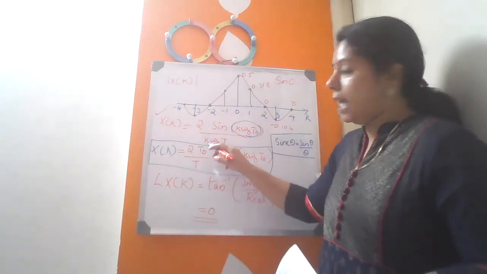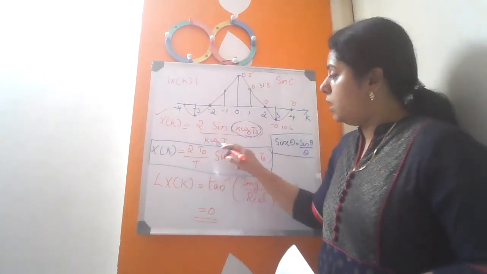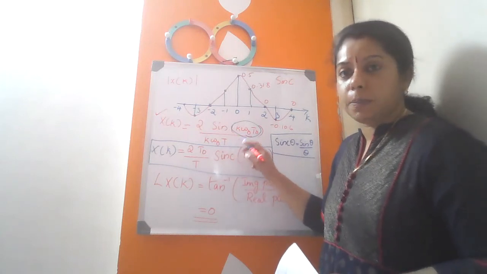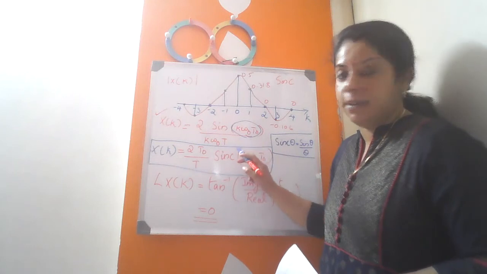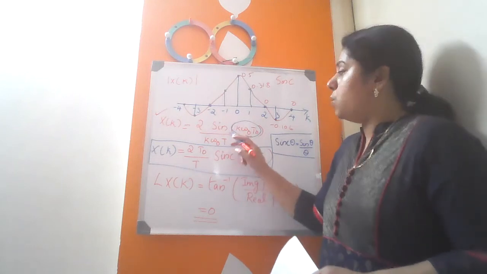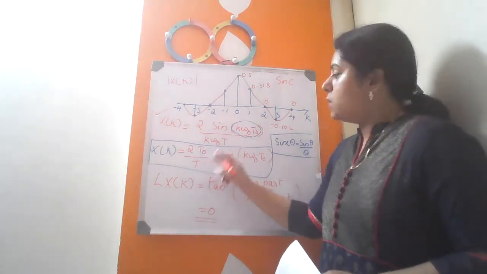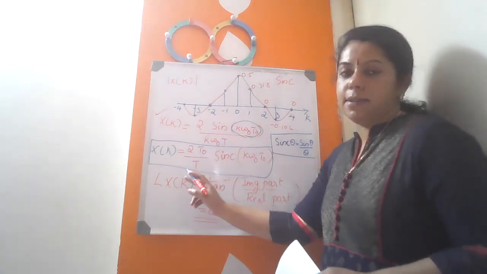That is, I have k here, omega naught also here, but I don't have t naught. I need a t naught. Then only I can represent it as sine theta by theta or as a sinc function. So what I'm going to do is, I'm just multiplying a t naught here. This t is extra, so take this thing outside.